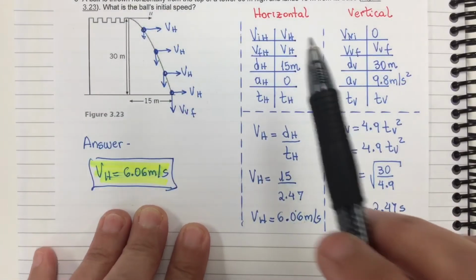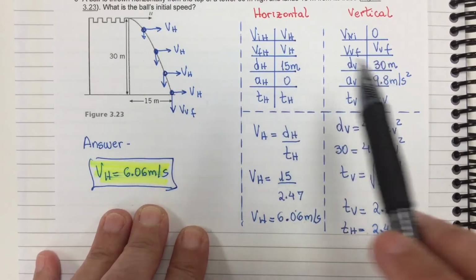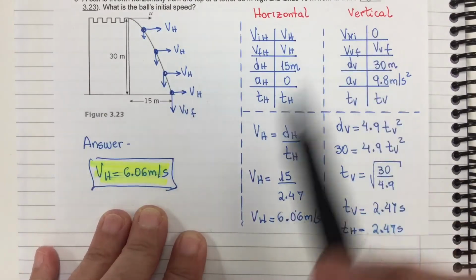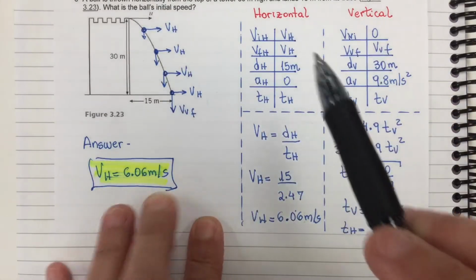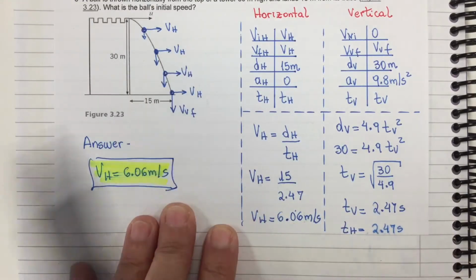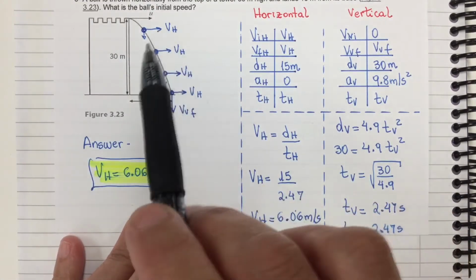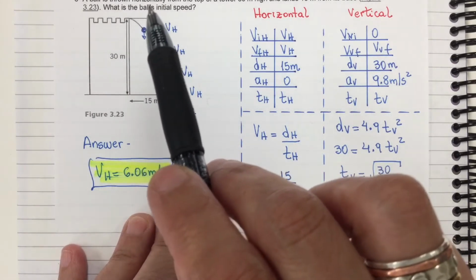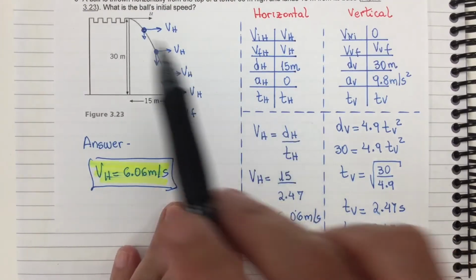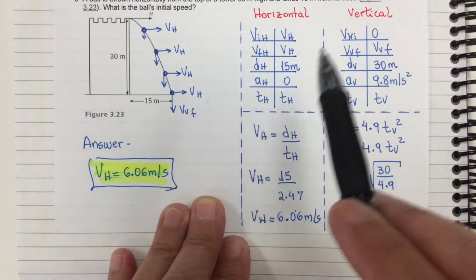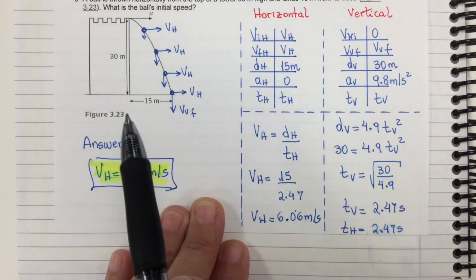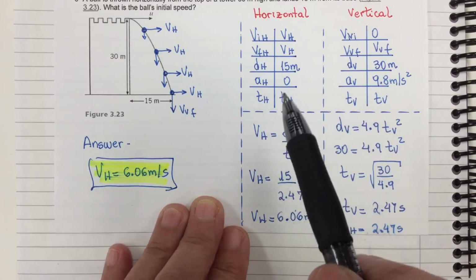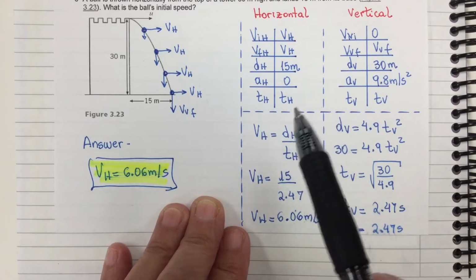Okay, here I set up two tables, one for the horizontal motion and the other one is for the vertical motion. Horizontally, like I mentioned before, the velocity is not affected by gravity, so it will remain constant the entire trajectory. So initially is VH and final is VH. The horizontal distance is 15, acceleration is 0, and let's call the time horizontal TH.